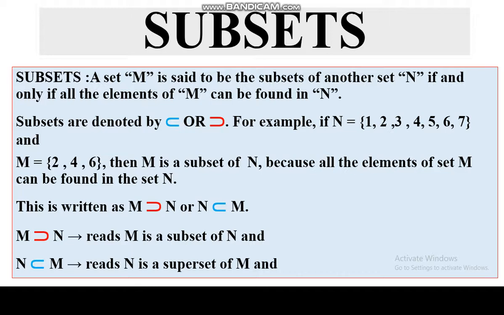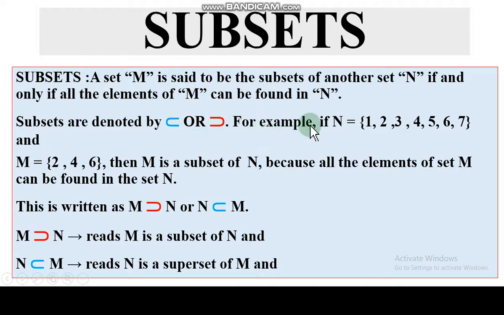We'll be looking at subsets. So what is a subset? A set M is said to be the subset of another set N if and only if all the elements or members of M can be found in N. Subsets are denoted by this symbol or this.